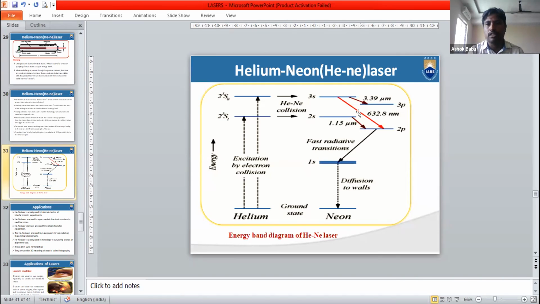After achieving population inversion, three transitions are possible. One is E6 to E5, with a wavelength of 3.39 micrometers. Another is E6 to E3, giving 632.8 nanometers or 6328 angstrom units. One more transition is between E4 and E3, with a wavelength of 1.15 micrometers. After that, by the de-excitation process, either stimulated or spontaneous emission, they are de-excited to E2 and E1. This process occurs continuously. This is the helium-neon laser energy level diagram.